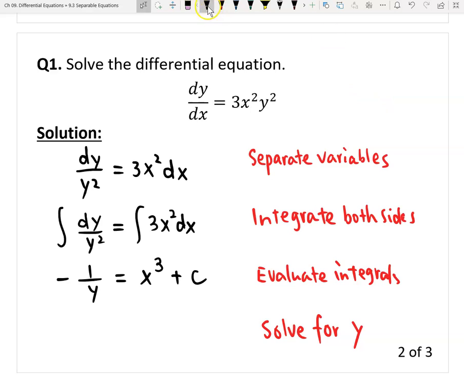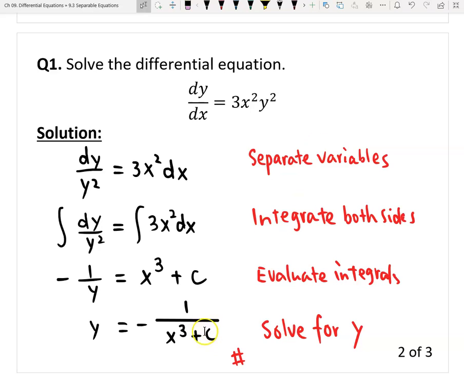Okay, and see what do we get. We will get y equals negative, right? Flip. Okay, this kind of fraction we get is a fraction, which is 1 over x to the third power plus c. Negative at the beginning. Okay, see, this is the answer for the first question.